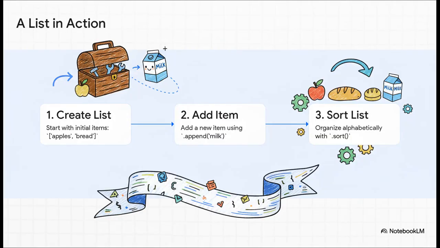The shopping list is the perfect real-world analogy here. You might start with a few items, like apples and bread. Then you realize you forgot something, so you can add milk to the end using the .append method. You could even sort the list alphabetically with .sort. It's a dynamic container that you can modify as you go.